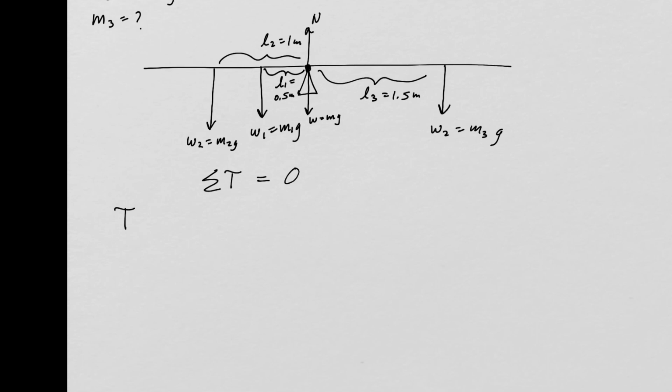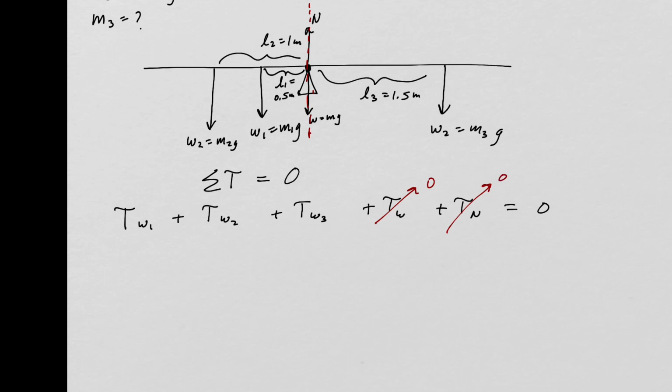So I have a torque due to weight 1, plus a torque due to weight 2, plus a torque due to weight 3, plus a torque due to the weight of the seesaw itself, plus a torque due to normal force equals 0. And because both the normal force and the weight of the seesaw pass right through the axis of rotation, they don't have a moment arm, right? So they're not going to contribute a torque. So these two values are 0. The torque due to the weight of the seesaw and the torque due to normal force are 0.